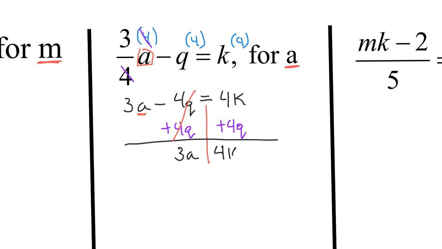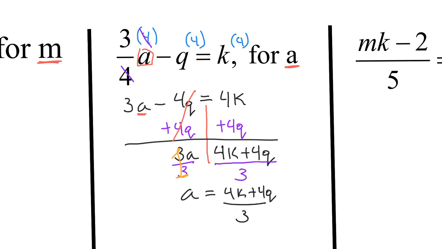So 4k plus 4q. And the last step is you want to get rid of this number next to the a. So you are going to divide by 3. And you divide the whole thing by 3 over here. So this turns into 1. We don't need it. A equals 4k plus 4q over 3 is the answer.